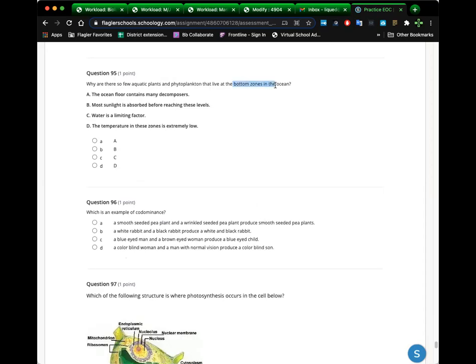All right, bottom of the seafloor, there's not much sunlight. So because there's not much sunlight, okay, there's little producers that rely on photosynthesis.